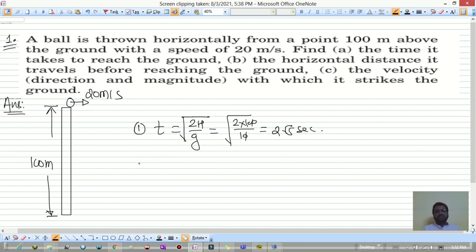Then horizontal distance traveled. Horizontal distance is the horizontal velocity into the time. So which is equal to, what is the horizontal velocity? 20 into the time, which is 2 root 5. So which is 40 root 5 meter will be the horizontal distance.